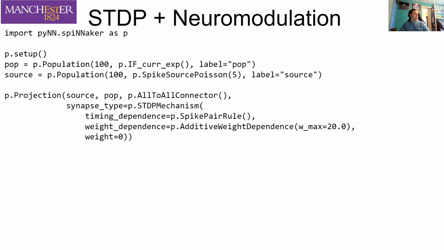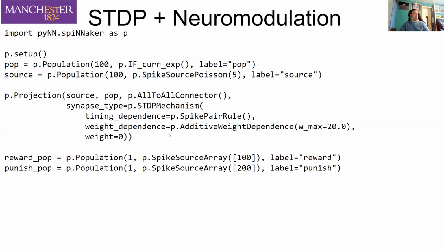Okay, how do you use this in our system? So this is a normal STDP synapse where you've got a projection and an STDP mechanism with timing dependence and weight dependence, initial weight of 0 in this case. We can then produce some reward and punishment populations, which are going to feed in the neuromodulation. So when these spike, that's going to feed a neuromodulation into the post population, and do something with that. And this is how we then define the actual neuromodulation, in this case, a reward.